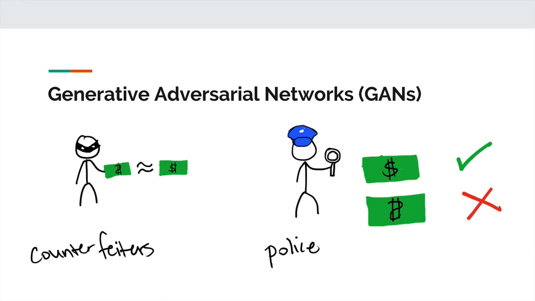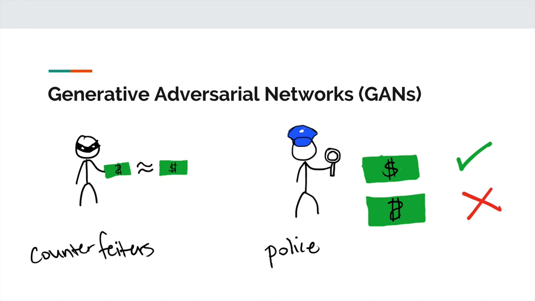the GAN. The end result is that the counterfeiters will end up making fake money that's indistinguishable from the real thing. And so the police can't tell which money is real and which is fake. That's the end game, and there's theoretical stuff that goes on with this, with Nash equilibrium and whatnot, but that just gives you the intuition.